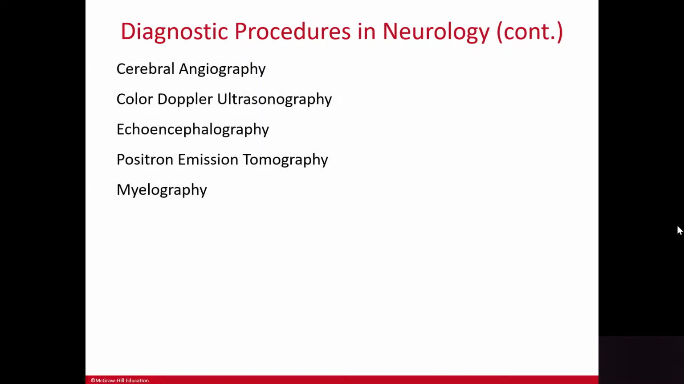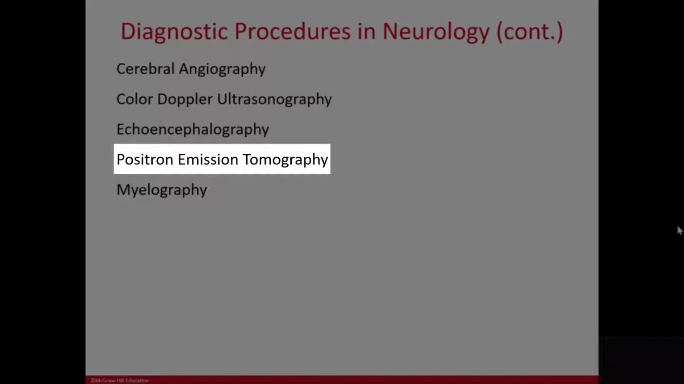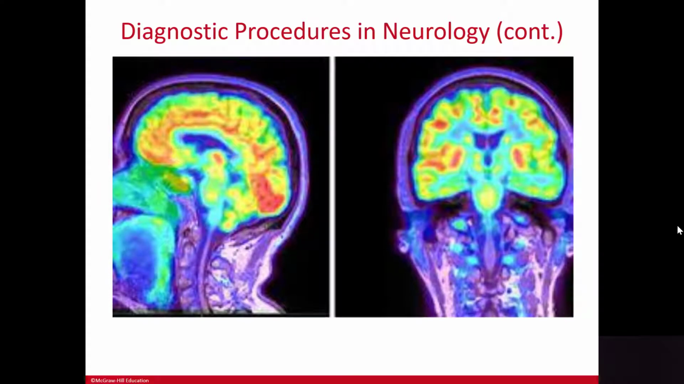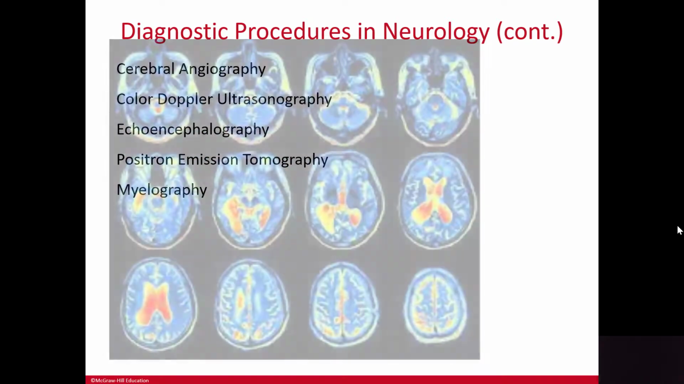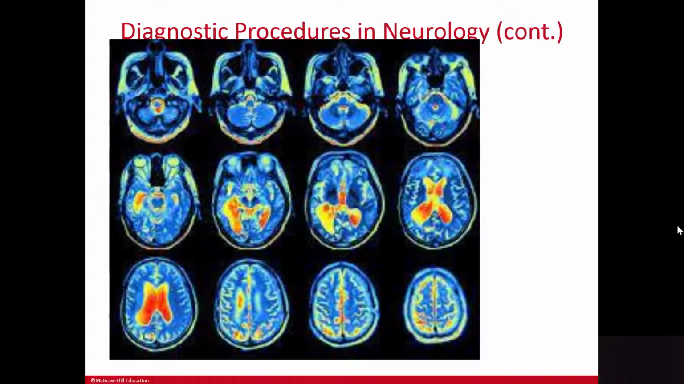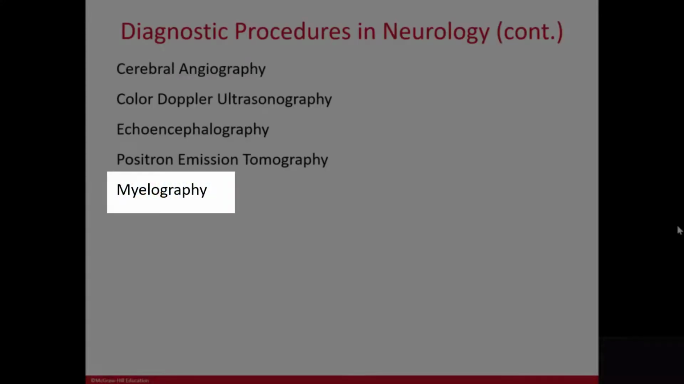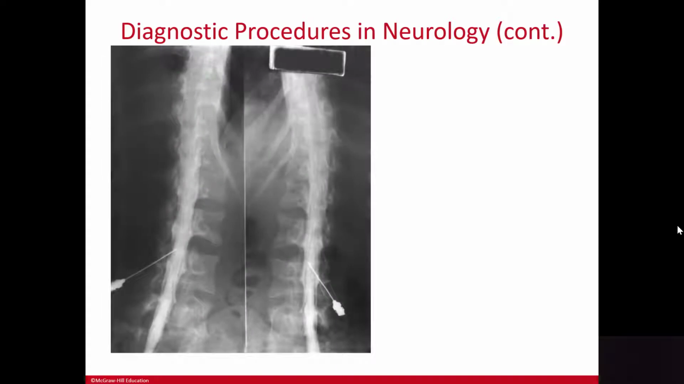Positron emission tomography, or PET scans, are metabolic scans that involve using a radioactive tracer like glucose that's either swallowed or injected or inhaled, and then taking images of the body part being studied to see which tissues are most metabolically active. Certain diseases and disorders cause tissues to be more active, so they'll show up brighter on the PET scan. Myelography is a type of X-ray that uses a special dye injected into the subarachnoid space to look for abnormalities of the spinal cord or spinal nerves.